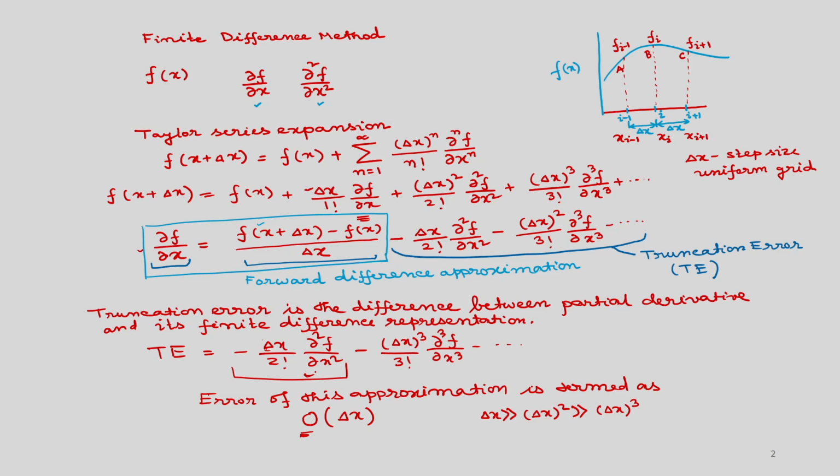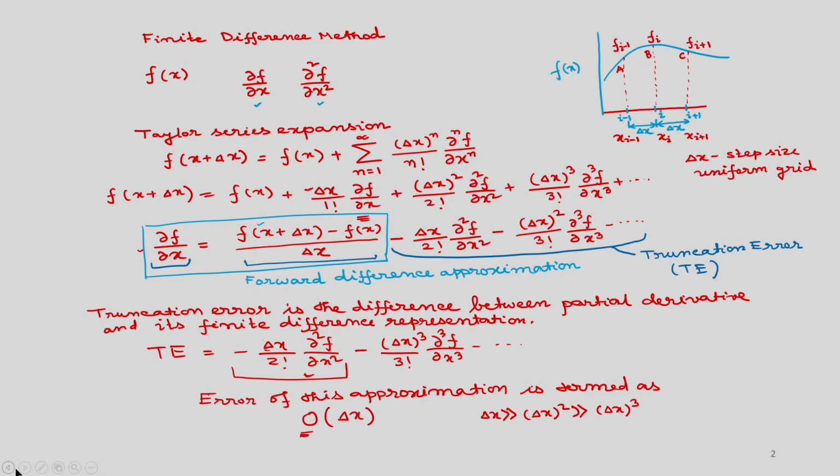Now, if you write in terms of the index I, then you can write del f by del x at point I as f I plus 1 minus f I divided by delta x, and the order of approximation is delta x. This is the finite difference approximation, the forward difference approximation of the first derivative del f by del x.